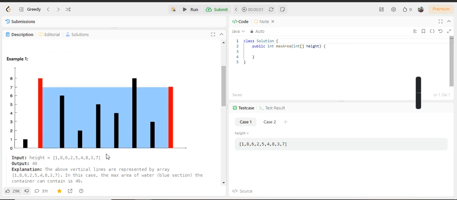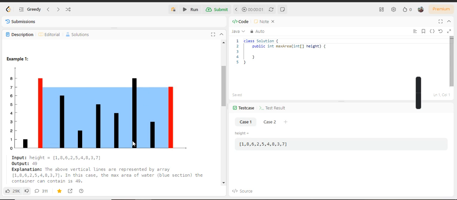We have to find any two lines that will give us the most water. So how will we find the most water? First, let's understand how we find the area. In order to find the area, we need the length and the height. If we take any two lines, the height of the smaller line will be our height. The reason is that if we take the bigger height and pour the water, the water will overflow from the smaller height. That's why we take the smaller height.